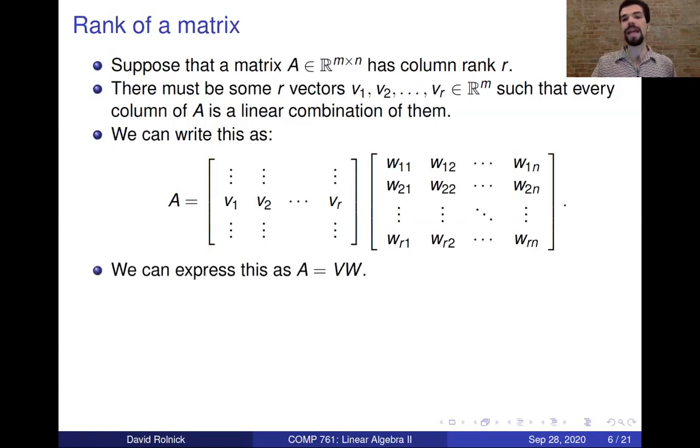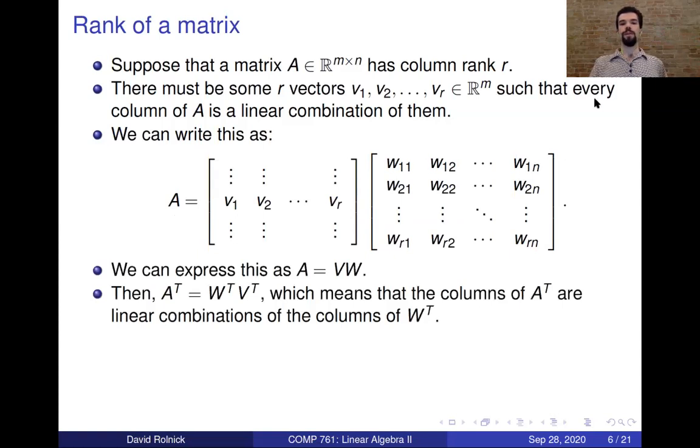Let's just express this as A equals V times W. Now let's take the transpose. If we take the transpose, A transpose is equal to W transpose times V transpose. Great. Which means that the columns of A transpose are, just by the same logic, linear combinations of the columns of W transpose, this other matrix, this matrix of weights.